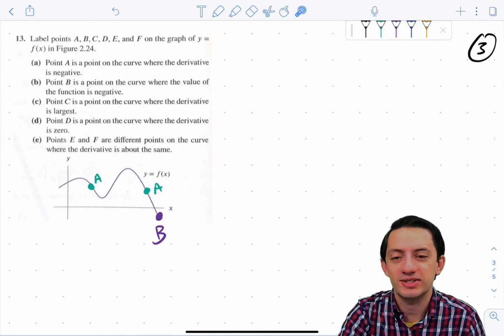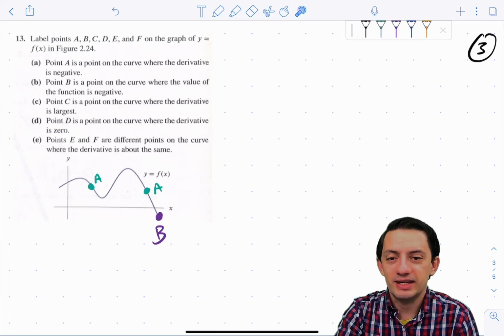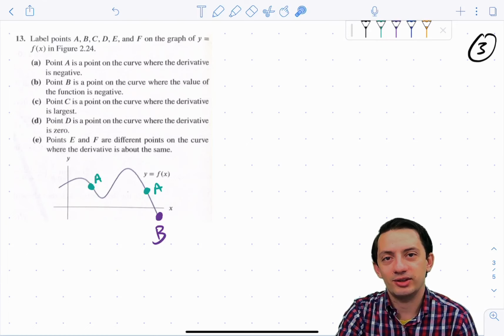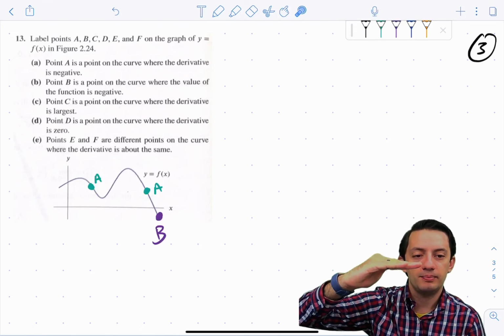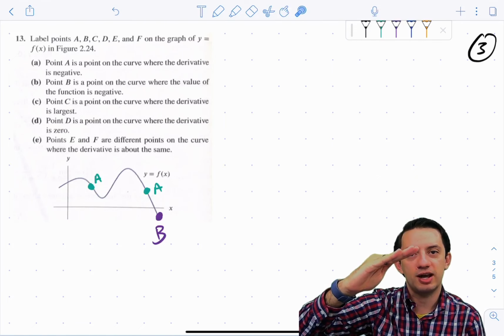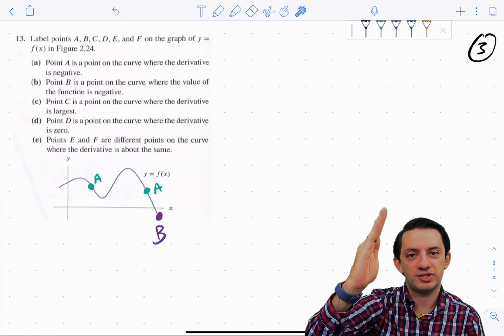On to part C. They would like us to label a point C where the derivative is largest. So where is the derivative the largest positive number? Well, let's think about what that means. A derivative of 0 is flat. If it's small and positive, it's not very steep. It's a shallow part of the curve. The larger that slope, the larger the derivative, the steeper it is.